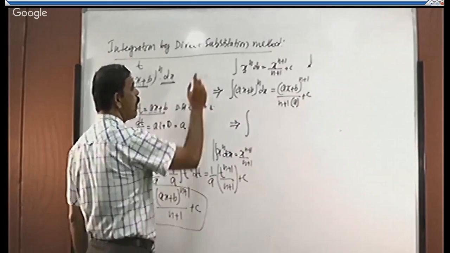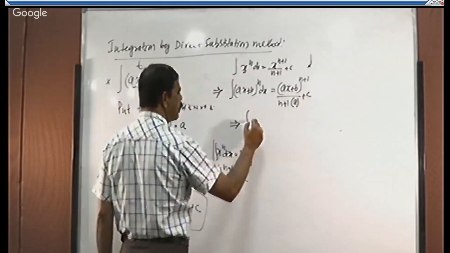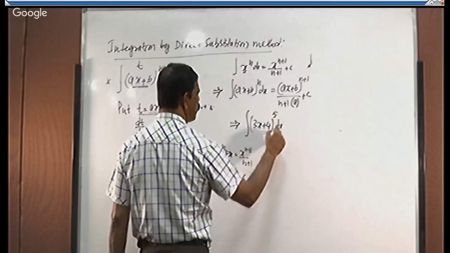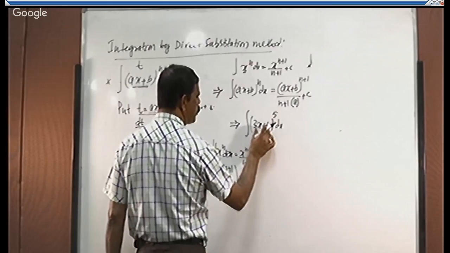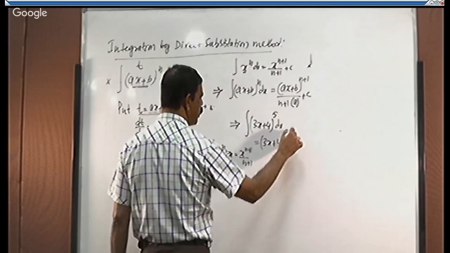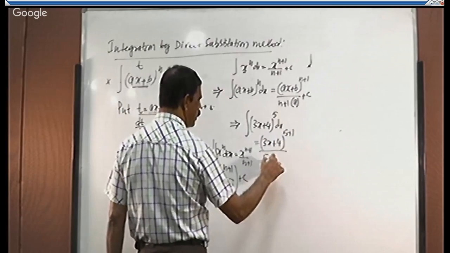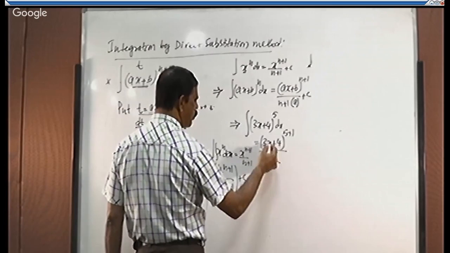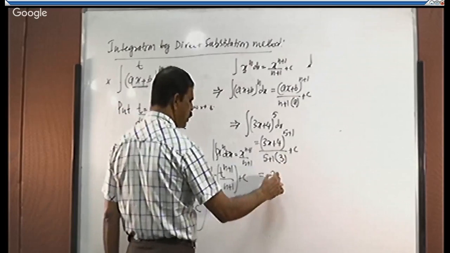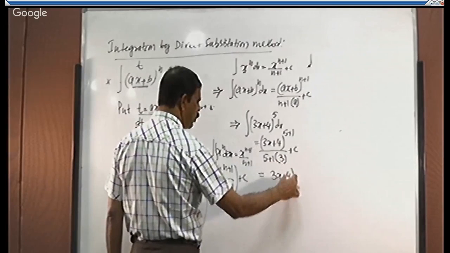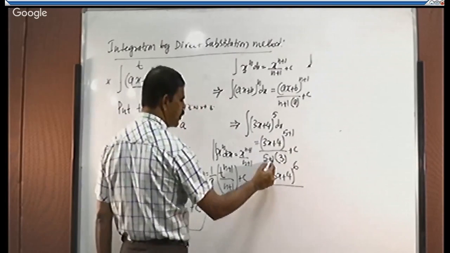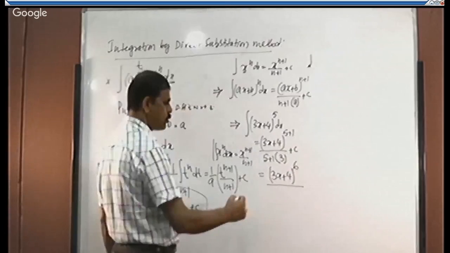Next, it is called the substitution method. See, (3x plus 4) to the power of 5 is equal to what? That is of the ax plus b form. (3x plus 4) to the power of 5 plus 1 divided by 5 plus 1 into the x coefficient. What is the x coefficient? 3, plus c. Finally, we can write it as (3x plus 4) to the power of 5 plus 1. It is 6 divided by 5 plus 1 is 6. 6 into 3, 18.